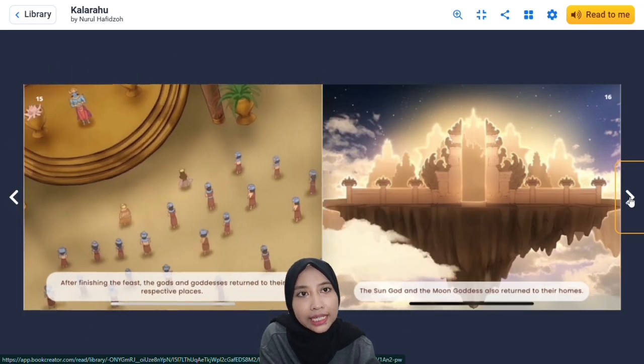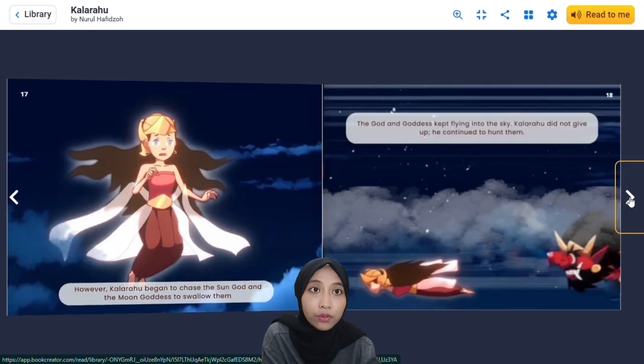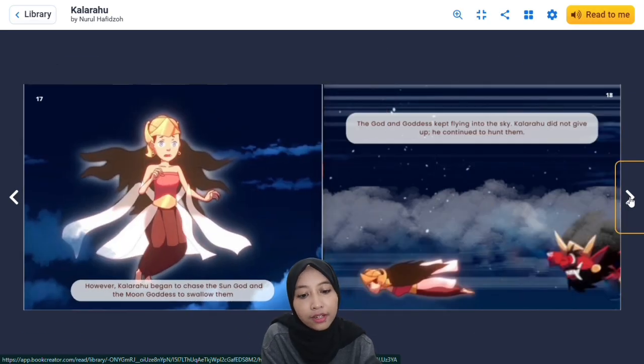After finishing the feast, the gods and goddesses returned to their respective places. The sun god and the moon goddess also returned to their homes. However, Kalarahu began to chase the sun god and the moon goddess to swallow them. The god and goddess kept flying into the sky. Kalarahu did not give up. He continued to hunt them.